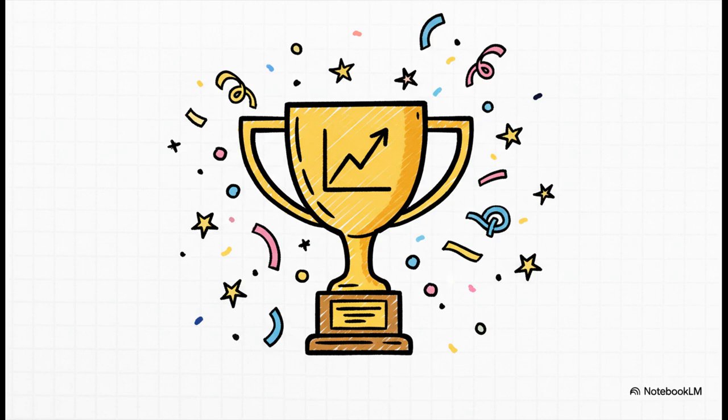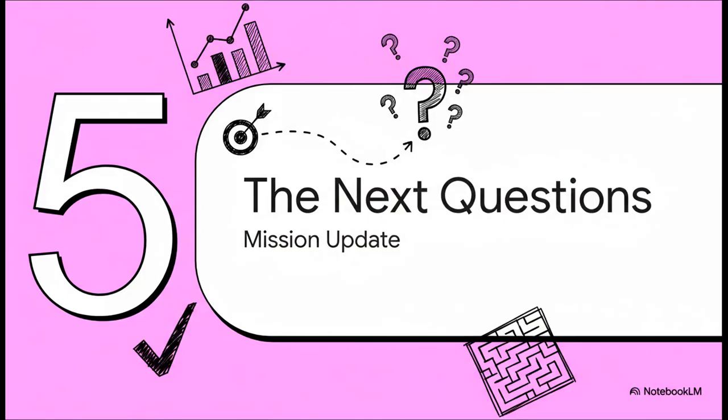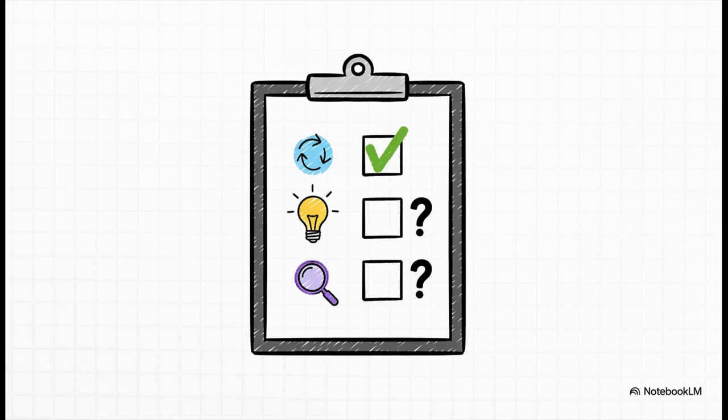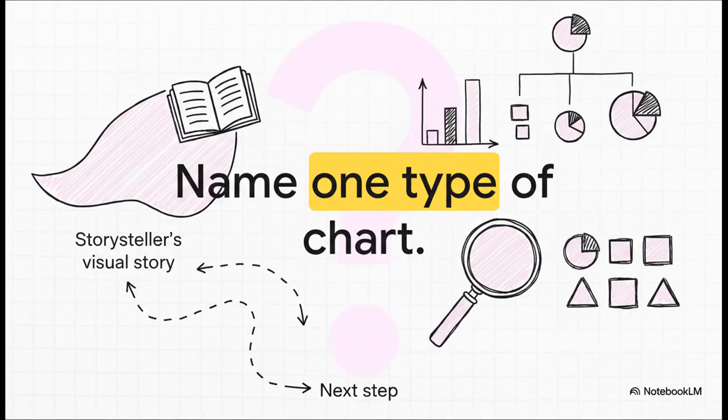Pretty cool, right? Okay, so let's do a quick mission debrief. We figured out what a chart is, and we've already answered our first quiz question. But we're not done just yet. So mission objective 1 is totally complete. We now know what a chart is for, but what about those other two questions we had on our list?